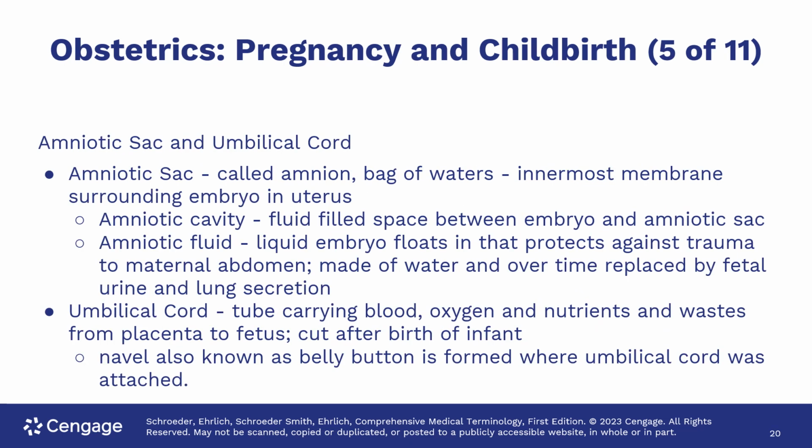Other structures of pregnancy include the amniotic sac. That is the innermost membrane surrounding the embryo in the uterus. The cavity is a fluid-filled space between the embryo and the sac. The fluid is what the embryo floats in to protect it from trauma. The umbilical cord is the connection between the mother and the baby that allows for exchange of nutrients and waste. The place where it is attached to the baby is where the belly button is.